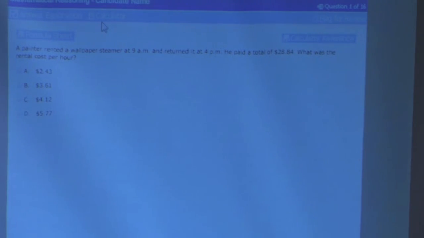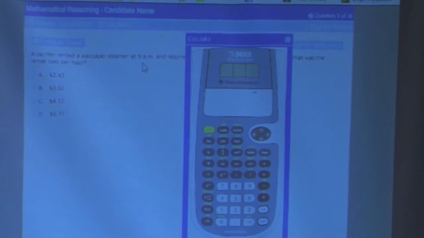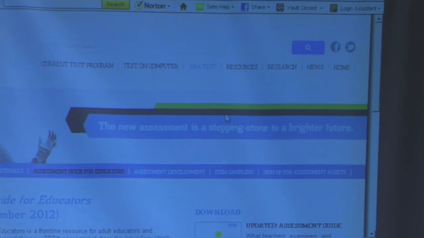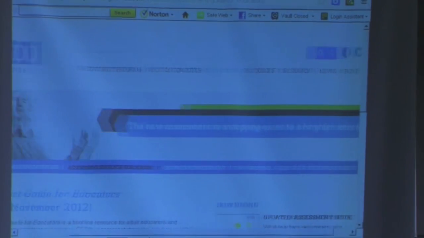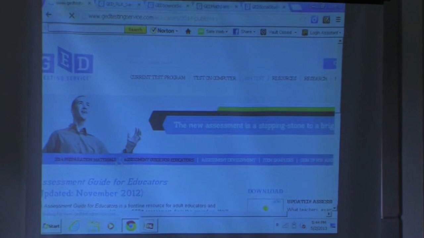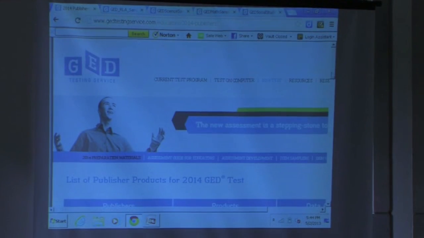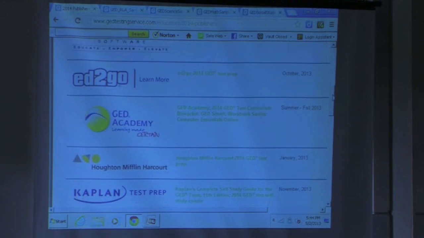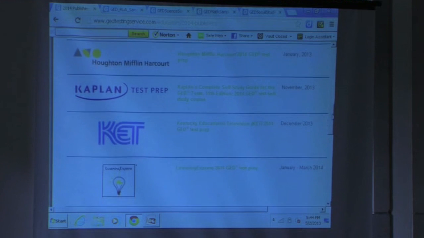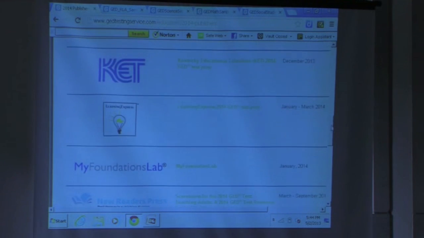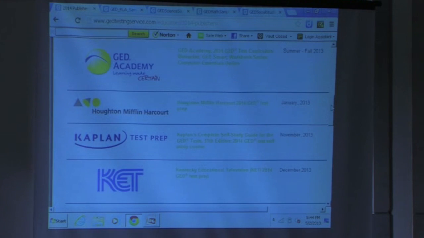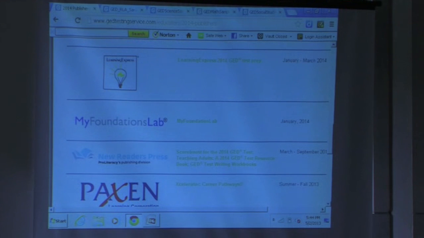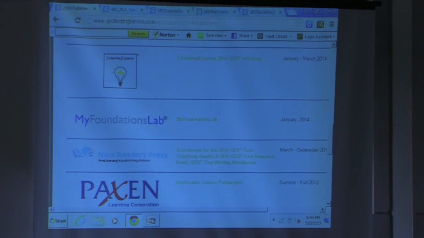Yeah, and then did you see the calculator? It's the TI 30XS. And if you go back to the GED Testing Service website, they have, oh, people were asking what do they have. Sorry, I'm going all over the place. That's part of the danger of the internet, huh? This is the list of publisher products. As things are released, they're listing what they have and what they're developing. Most of them are not going to be out until sometime in the fall, and some of them not until 2014 itself.